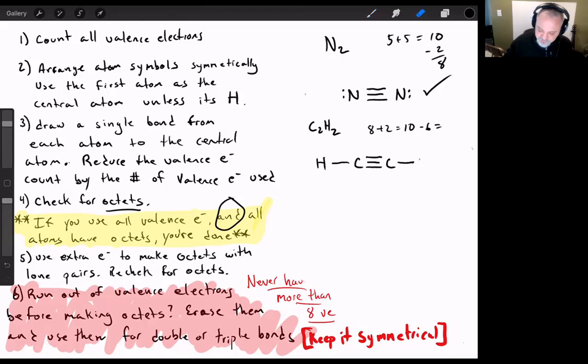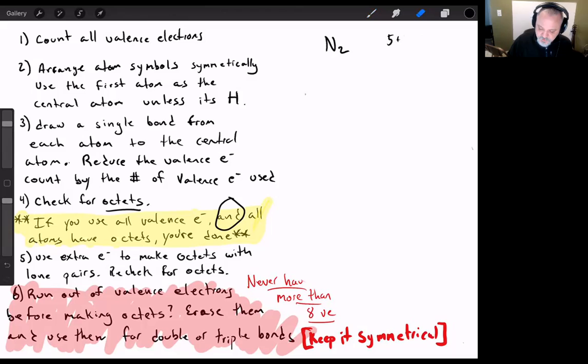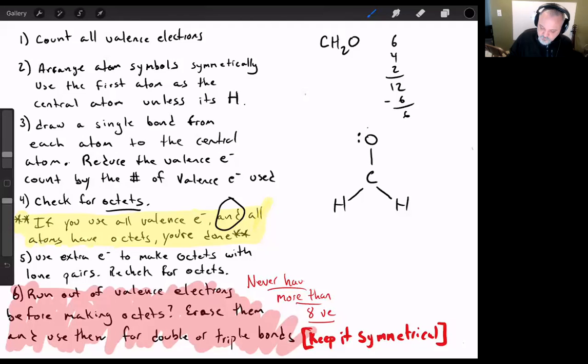The last example is CH2O. Let's do the valence count. Oxygen has 6, carbon has 4, and I get 2 from the hydrogen, so that's 12. Let's arrange the atoms as symmetrically as possible. Now let's draw my one line. That was 6. 12 minus 6 is 6, so I need 1, 2, 3, 4, 5, 6.